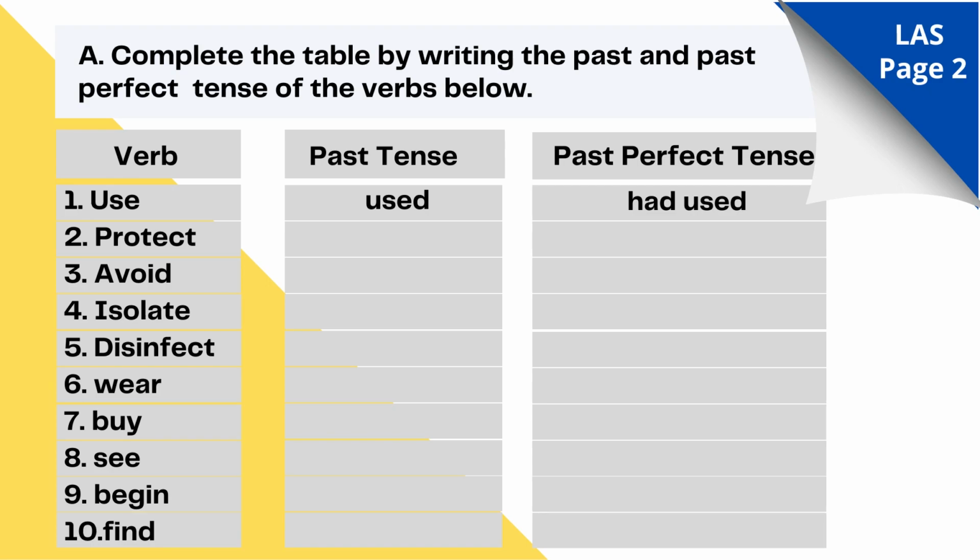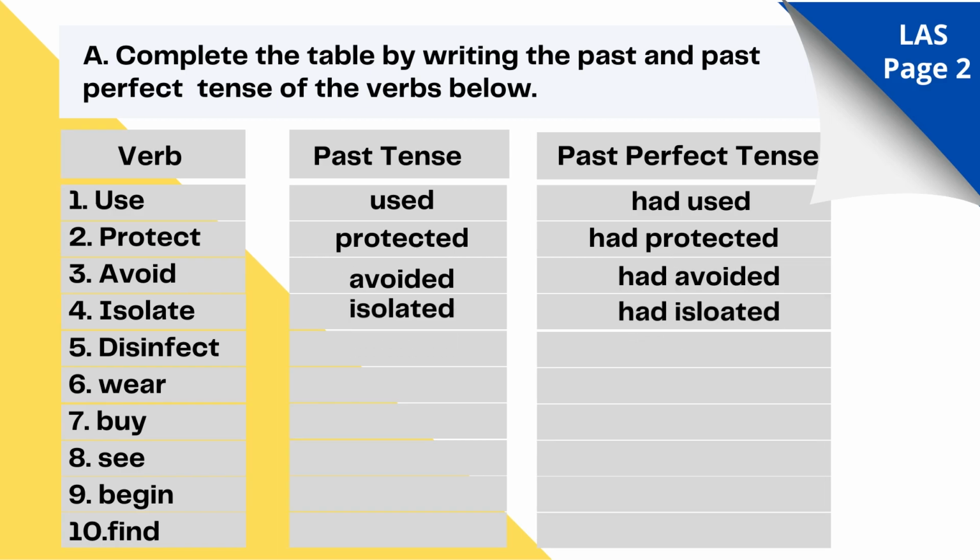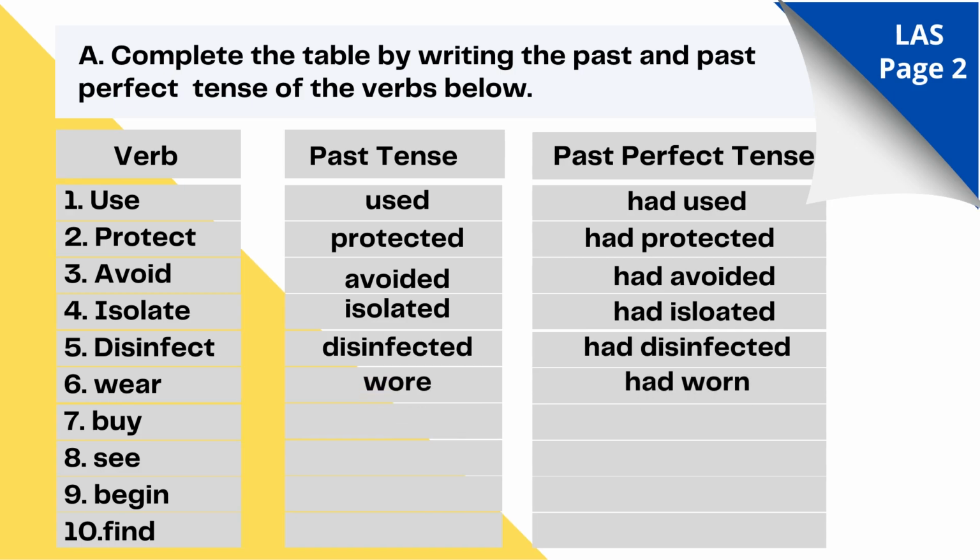Time's up. Let's check your answer for activity A. 1. Used, had used. 2. Protected, had protected. 3. Avoided, had avoided. 4. Isolated, had isolated. 5.